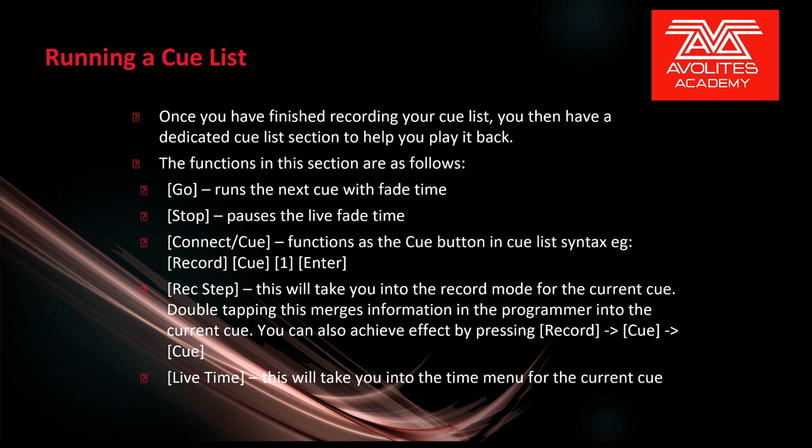as the cue list syntax, i.e. record Q1 enter, record step. This will take you into the record mode for the current cue. Double tapping this merges the information in the programmer into the current cue. You can also achieve this by pressing record and then QQ. Live times will take you to the times menu for the current cue.